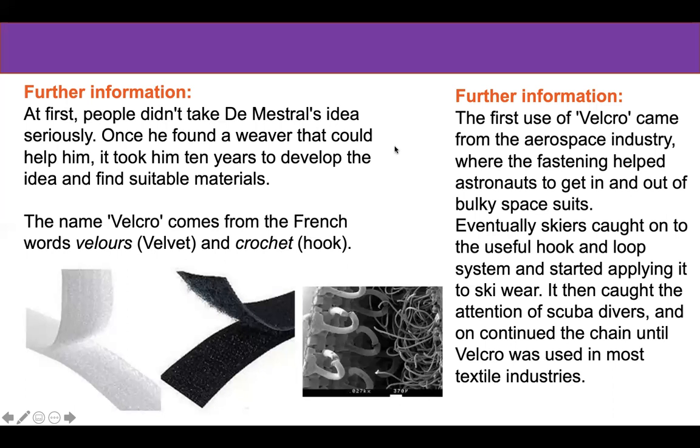So the first use of Velcro came from the aerospace industry, where the fastening helped astronauts to get in and out of bulky spacesuits. In fact, there is also a video on YouTube of an astronaut who shows you how Velcro helps them keep things down. Because if you imagine in space, there is zero gravity and things will float around. I think he's making some food in space, and he puts the honey onto the side of the space station or the space wall by using Velcro so it doesn't float away.